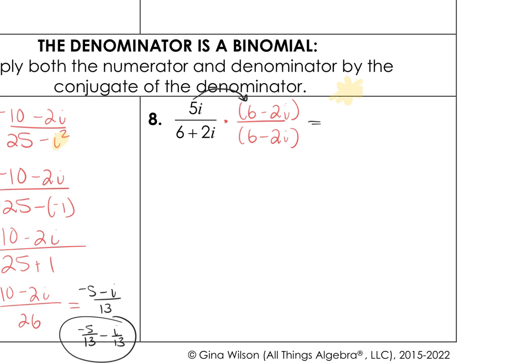So 5i times 6, I get 30i. 5i times negative 2i, I'm getting negative 10i squared. Down at the bottom, since that's that complex conjugate, we can shortcut. We can do FOIL, first and last. 6 times 6, those are my first two terms. 2i times negative 2i, I get negative 4i squared. Okay, we are going to replace our i squareds with negative 1.